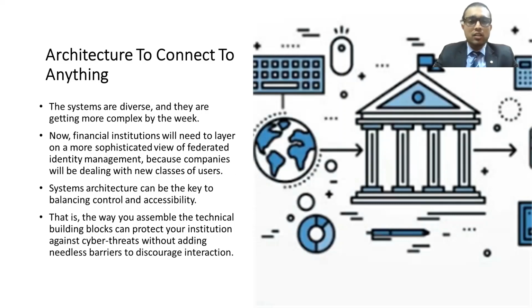System architecture can be key to balancing control and accessibility. That is the way the technical building blocks can protect the institution against cyber threats without adding needless barriers to discourage interaction. A few of the endpoints that will need to coexist and cooperate are cloud services, enterprise databases, data warehouses, applications, and systems.